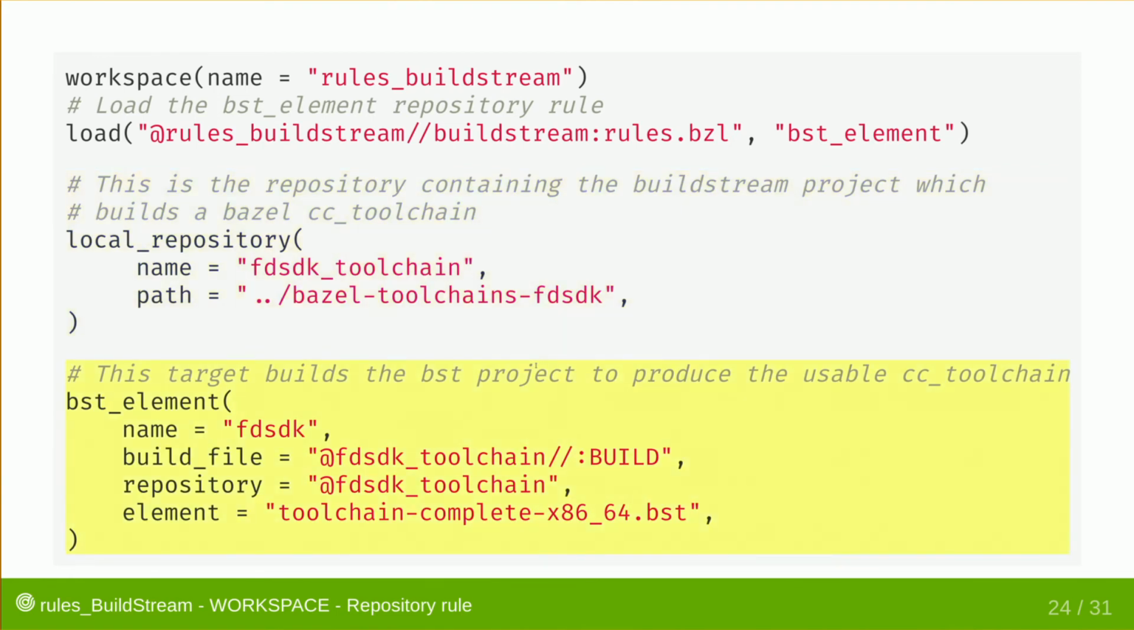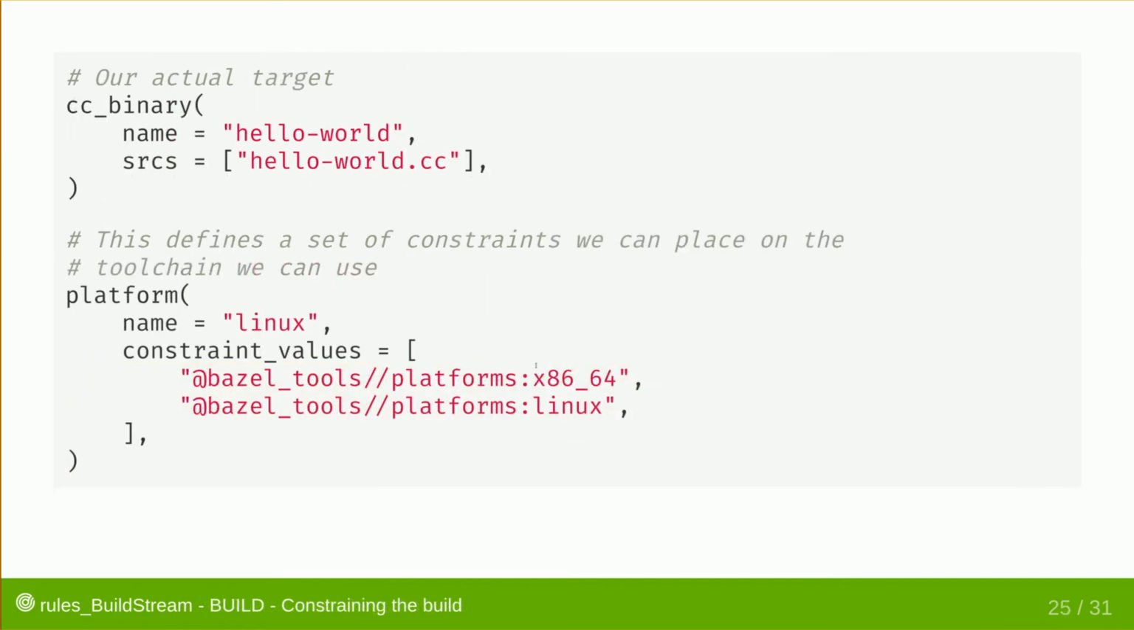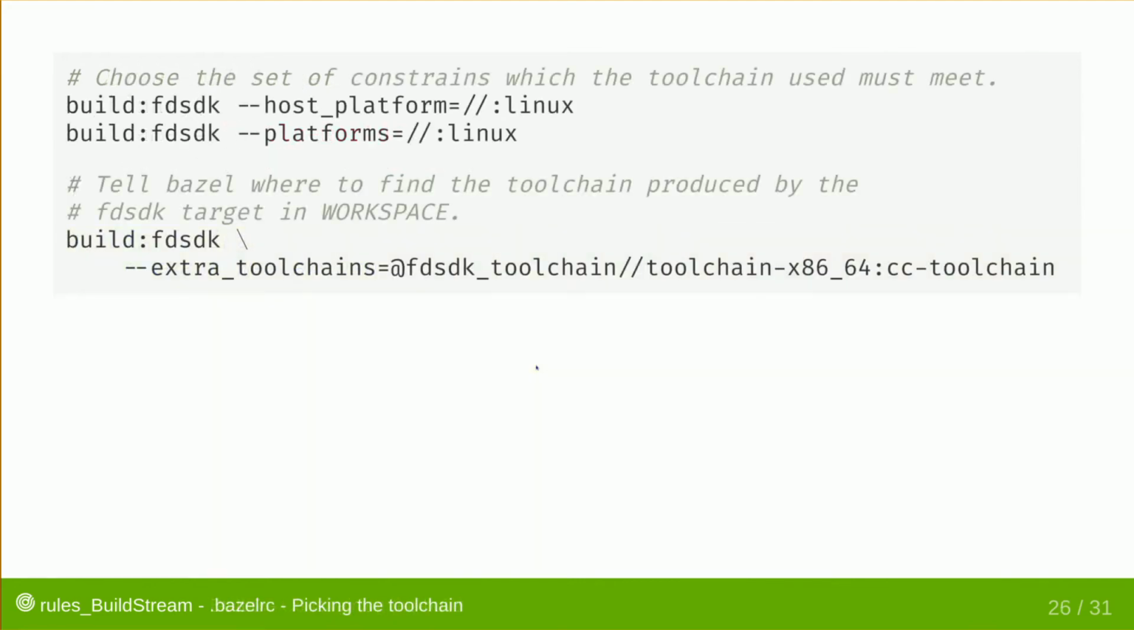Then we need a way to consume that project. So BST element is a rule to build a BuildStream element, fairly obviously. And then our project is going to need a build file, the usual. And we need to constrain the platform to something that matches the toolchain that we're going to construct out of BuildStream. We then need to configure Bazel to use all of this. We could use the command line. That's Bazel RC. Constrain the platform according to the options that we picked in the build file, and then tell Bazel where that will turn up and how to use it in the final build.